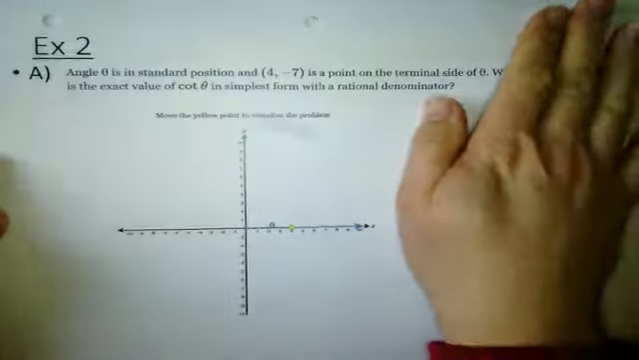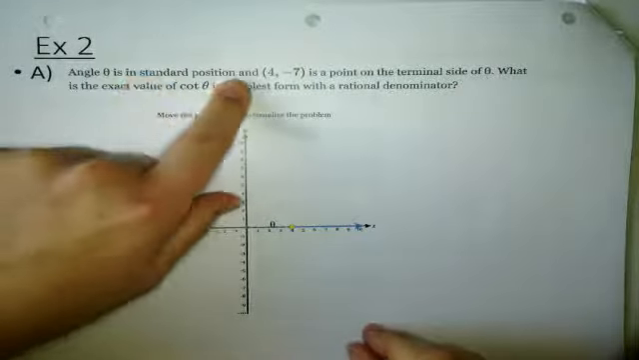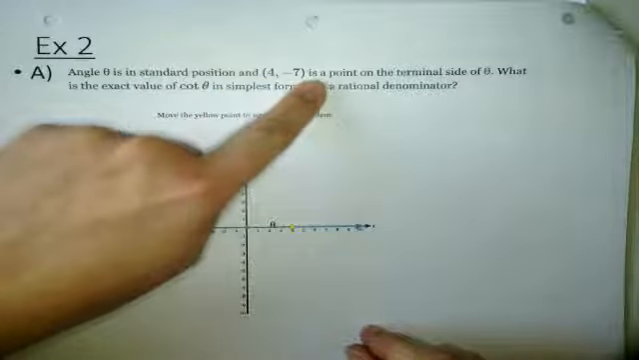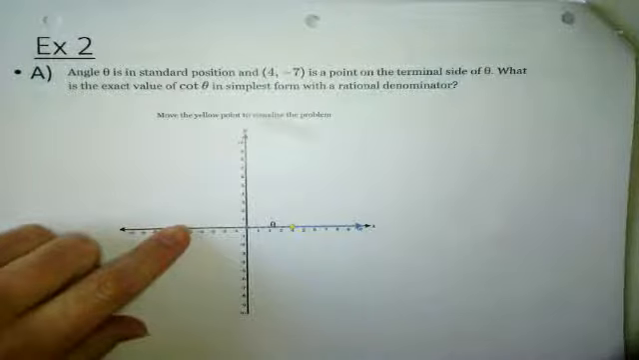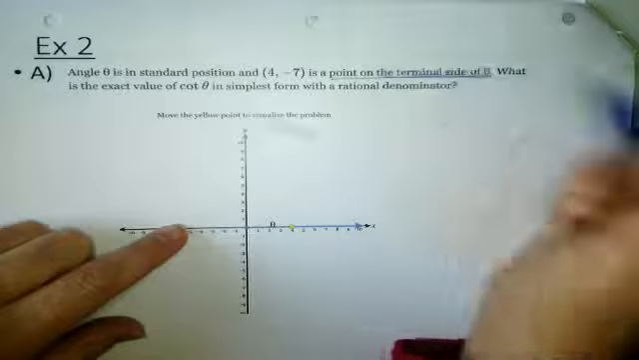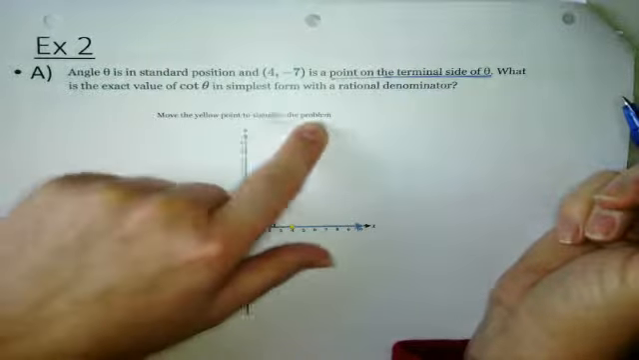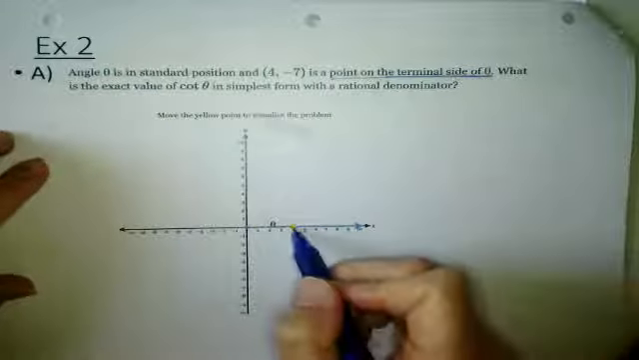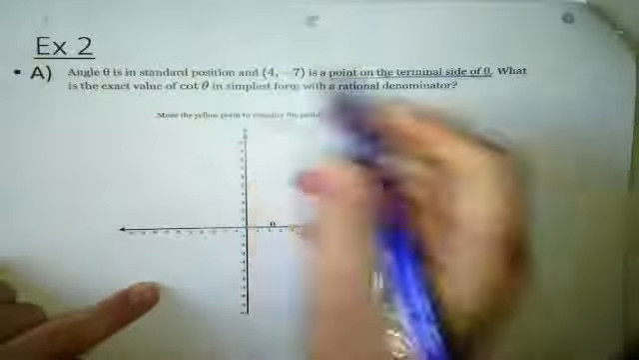So let's try it. Ooh, this is a little different. Let's try some more stuff here. This goes back to just drawing. So, an angle theta in standard position and (4, -7) is a point on the terminal side of theta. So that's really important. They're telling us that (4, -7) is a point on the terminal side of angle theta. So we want to move the yellow point to visualize the problem. And we want to move this yellow dot to (4, -7).